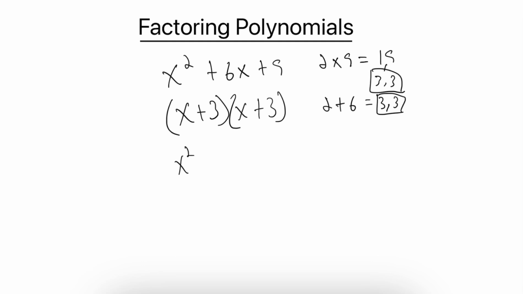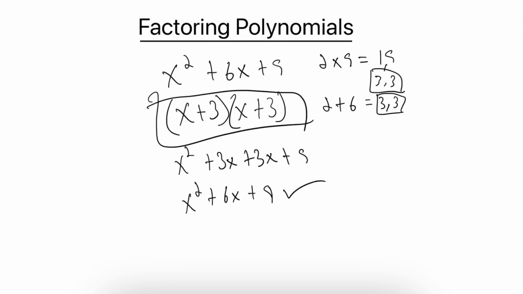And to check, we'll do first, outside, inside, and last. x squared plus 3x plus 3x plus 9. x squared plus 6x plus 9. That checks out. Here's our final answer. When you have two that are exactly the same, x plus 3, x plus 3, it's called a perfect square trinomial.